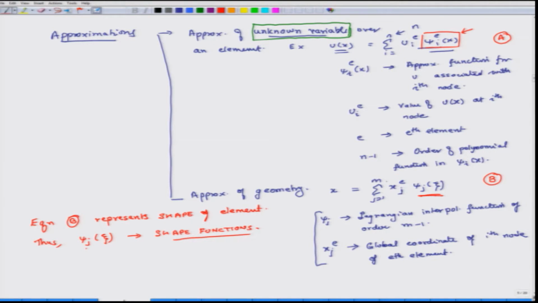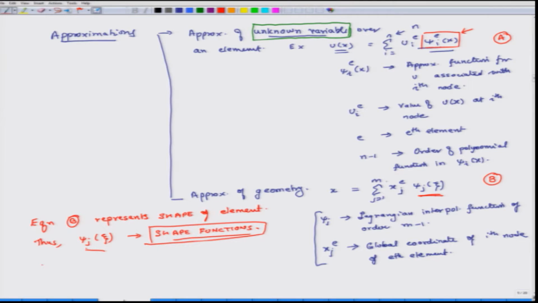So, that is why we call them interpolation functions and approximation functions. You can call these psi j's also approximation functions or interpolation functions, but they also have a special name known as shape functions, right. So, you can call these psi j's shape functions, interpolation functions, approximation functions. Psi I, you can call them approximation functions or interpolation functions, but not shape functions. So, this is important to understand.